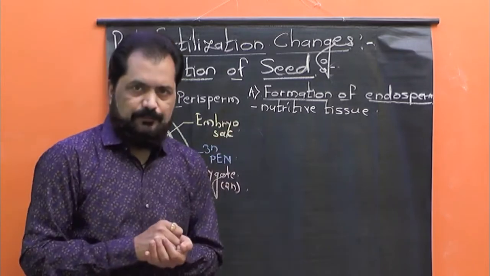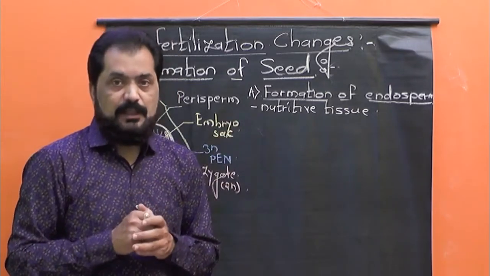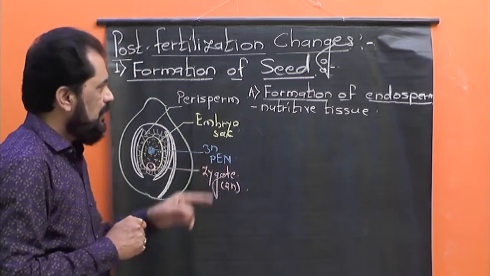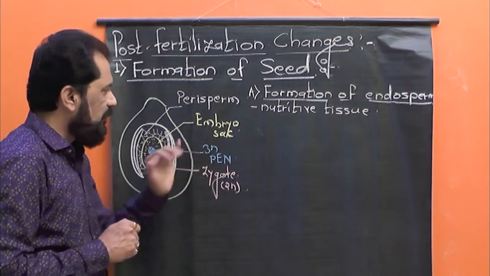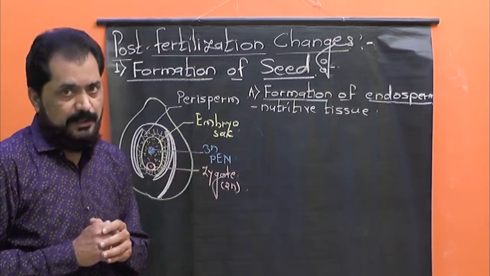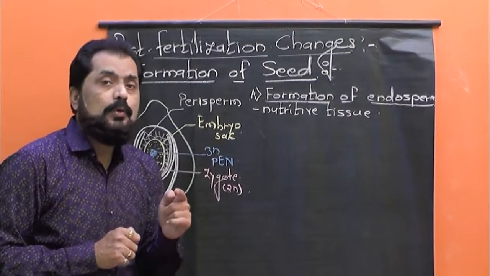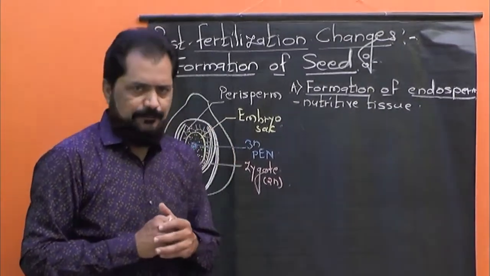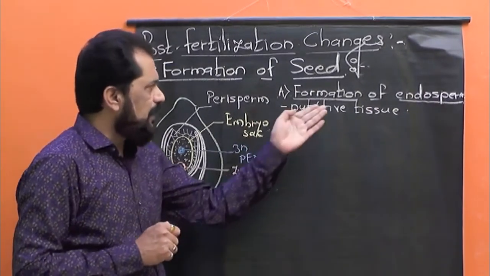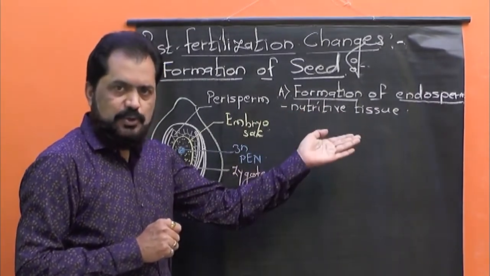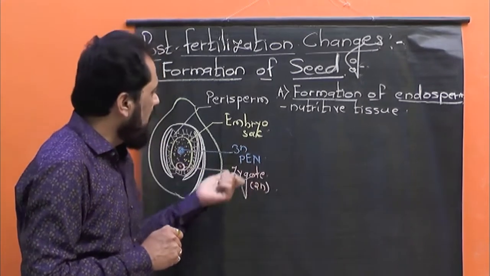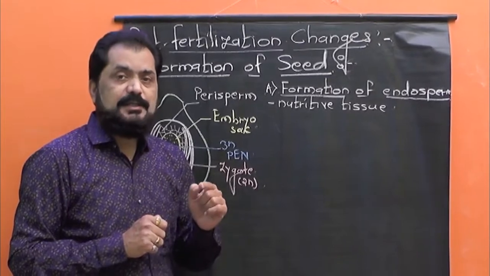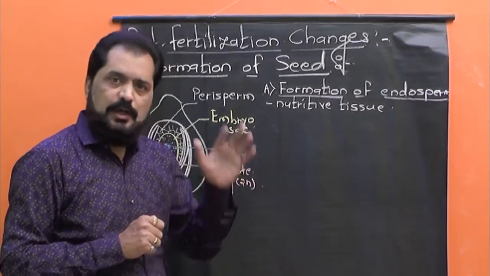This endosperm in angiosperm develops from triploid PEN. In angiosperm, endosperm develops from triploid PEN, and it develops only after the process of double fertilization. Try to understand. The endosperm in angiosperms, the endospermic tissue, the nutritive tissue, develops from the triploid PEN and is formed only after double fertilization.